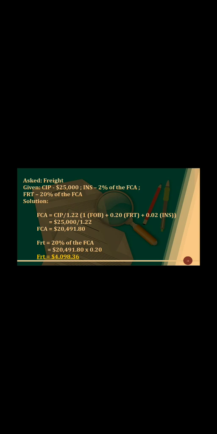And since the ask here is freight, we can get the freight by multiplying FCA by 20%, since the given here is the freight is 20% of the FCA. So the FCA is $20,491.80 multiplied by 20%, that would be $4,098.36. That would be our freight. So again, the freight is $4,098.36.